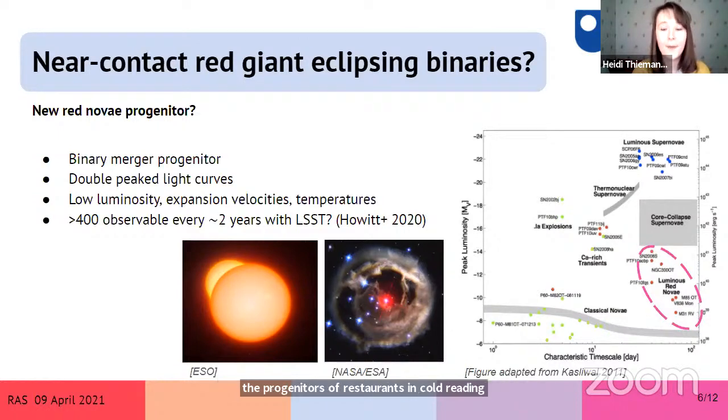Now, red novae are a relatively new class of optical transients, and as you can see from the plot on the right here, they're characterized by luminosities between those of classical novae and supernovae. They've got comparatively red colors at late times, low temperatures, and low expansion velocities, and we do know that they are the result of the merger of a long-period contact binary system. So logically, it might be the type of system that near-contact red giant eclipsing binaries could evolve to form.